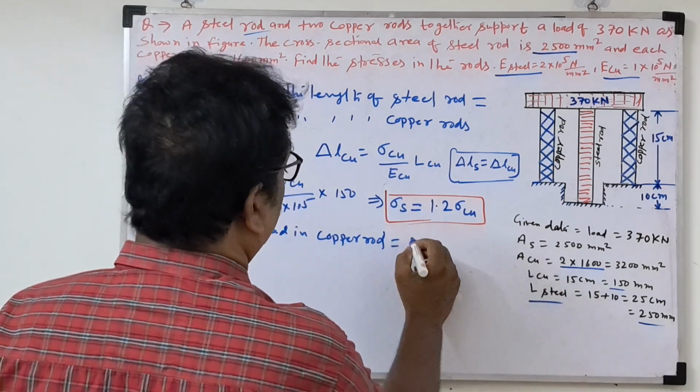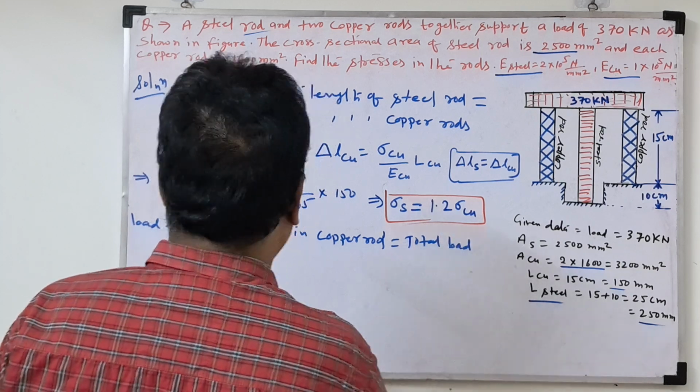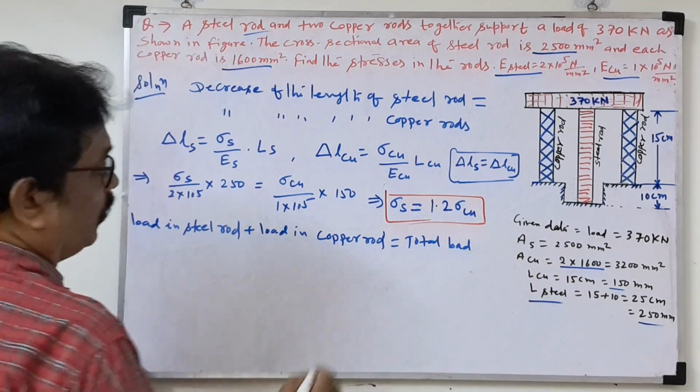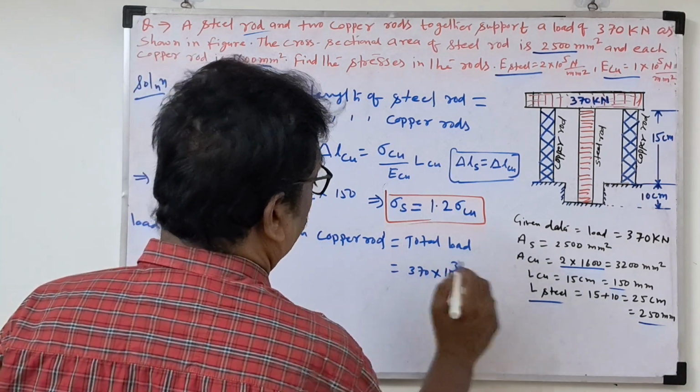Total load. What is the total load? Okay, total load I'll write. So what is given here? 370 into 10 power 3 Newton.